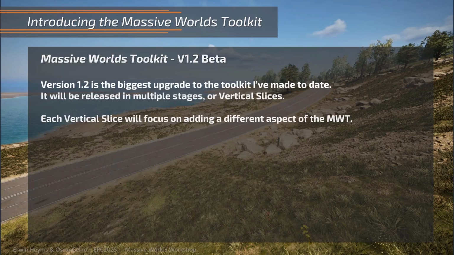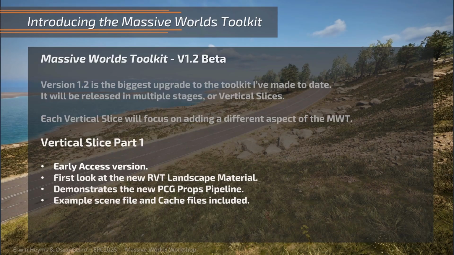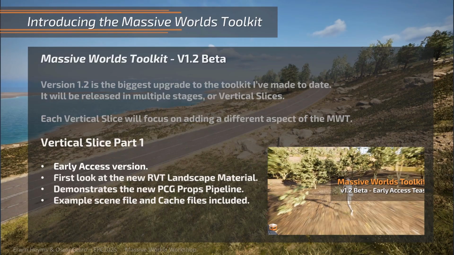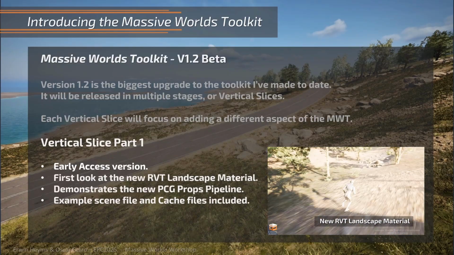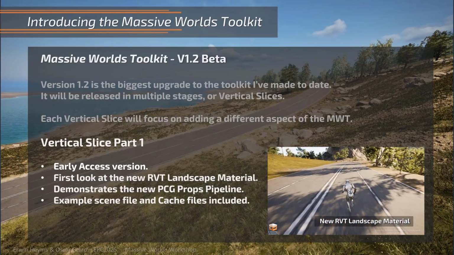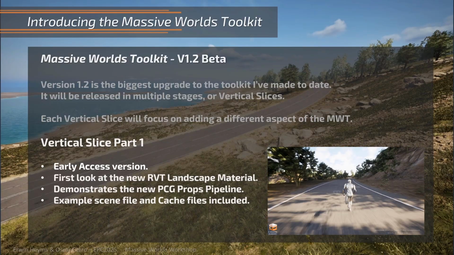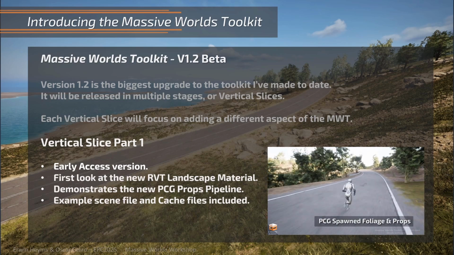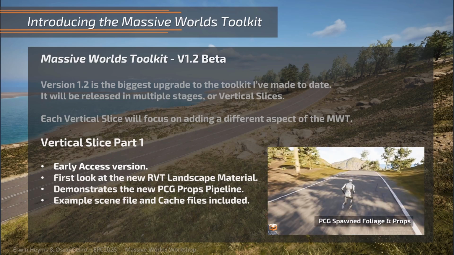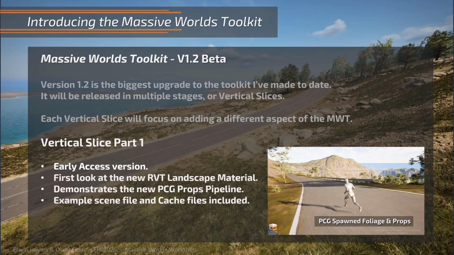Version 1.2 of the toolkit is basically the biggest update to the toolkit that I've made to date. And it will be released in multiple stages or vertical slices, with each vertical slice focusing on adding a different aspect of the Massive Worlds Toolkit to this particular build. Now, Vertical Slice Part 1 is going to be an early access version, and it's basically a first look at the new RVT landscape material, or runtime virtual texture landscape material. It also demonstrates the new PCG props pipeline, as well as provides an example scene and cache files, so you can follow along with this workshop.